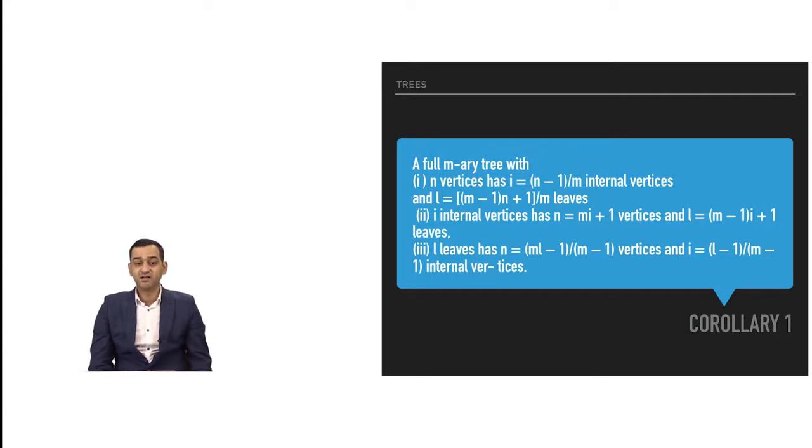A tree with i internal vertices has n equal to m multiplied by i plus 1 vertices, and L equal to (m minus 1) multiplied by i plus 1 leaves. A tree with L leaves has n equal to (m multiplied by L minus 1) divided by (m minus 1) vertices, and i equal to (L minus 1) divided by (m minus 1) internal vertices. We have discussed this corollary in the last video.